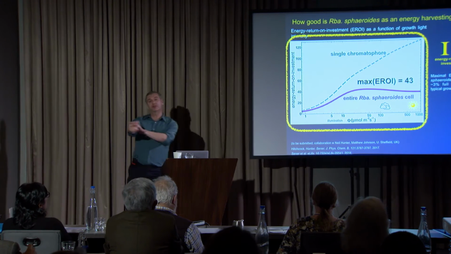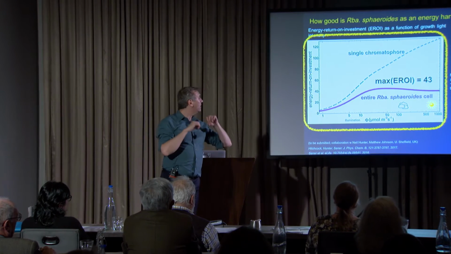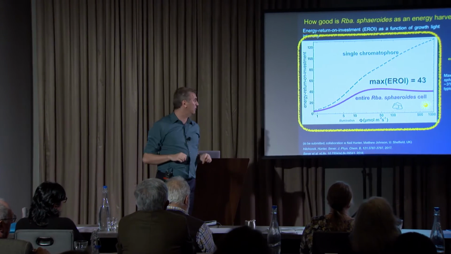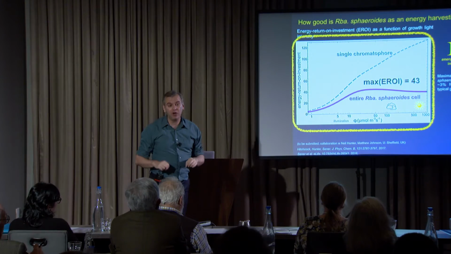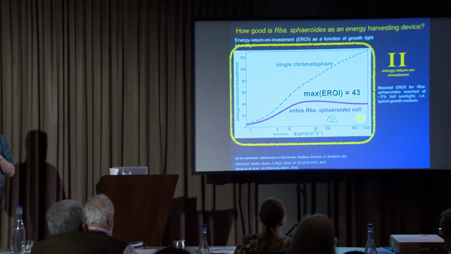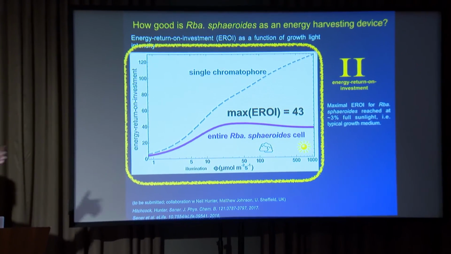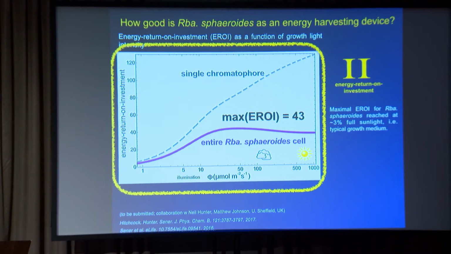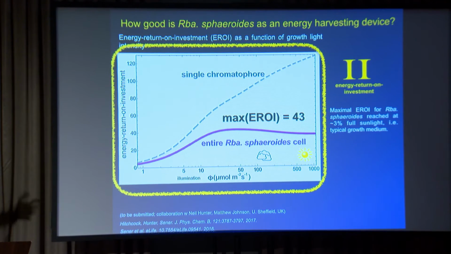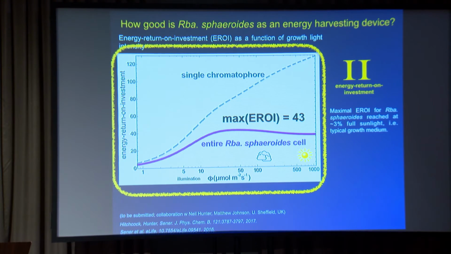The second outcome that you get as a bonus from this approach is the energy return on investment as a device, either for a single isolated chromatophore or for an entire cell. So as I turn on light, more ATP is synthesized, but I have to also pay for the cost of a disproportionate amount of waste as my efficiency drops.